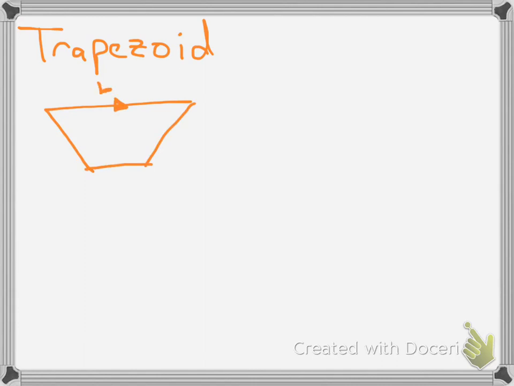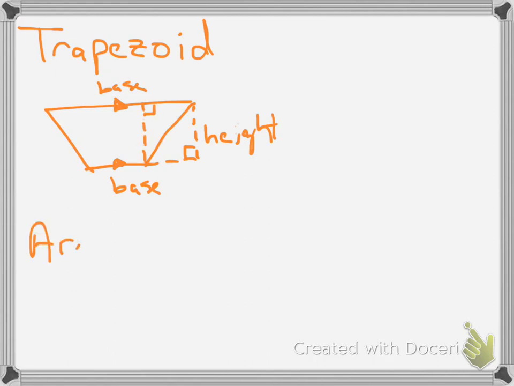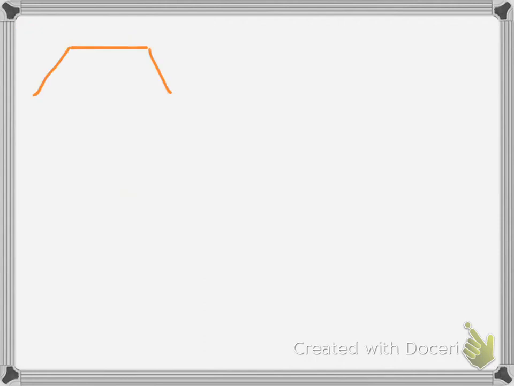Don't forget, trapezoids have two bases, like a top and a bottom. They're the parallel sides. And there's a perpendicular line that connects those two parallel sides. Either that line is drawn on the outside or on the inside, but that line is called the height. The area of a trapezoid is 1/2 of the height times the sum of the two bases. Simple, right?